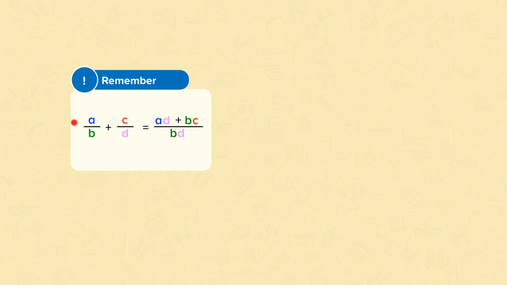So I can multiply this fraction by the denominator here, d, top and bottom, and I can multiply this fraction by the denominator over here, b. Then we can add the fractions together. We can add the numerators. This is an incredibly important skill for the upcoming nugget.